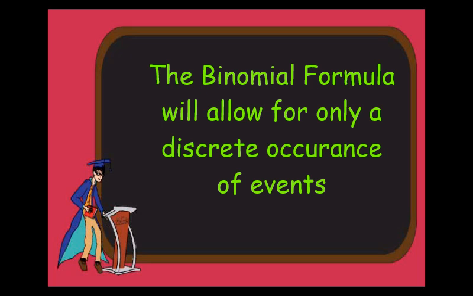The binomial formula will only allow for discrete occurrences of events. So X cannot equal like 2/3 amount of successes. X cannot equal 1/10 amount of successes. N is going to be a whole number or an integer, and X is usually going to be an integer. Okay? As long as we got this, we've got no troubles.